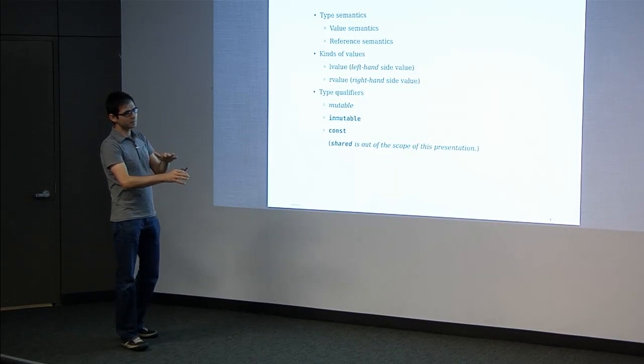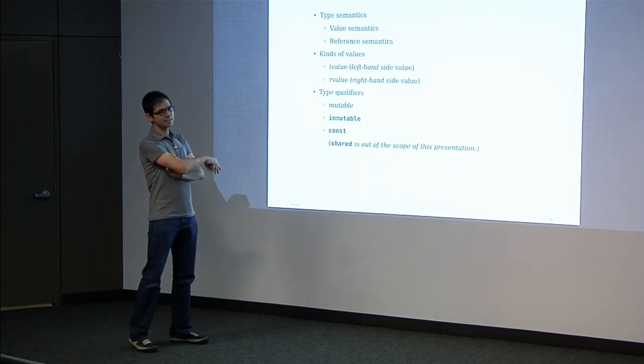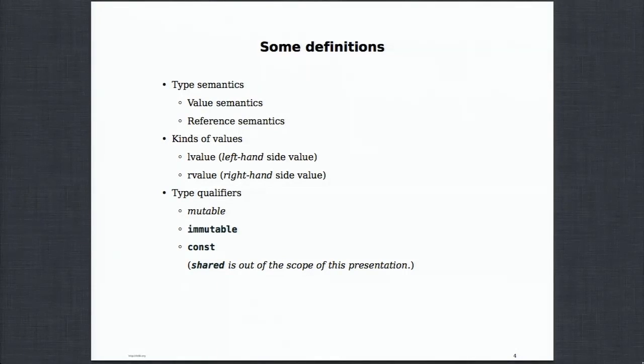Before going any further, allow me to go over these definitions. We have 2 different type semantics, value semantics and reference semantics. And of course, they translate to value type and reference type. We have kinds of values. A value may be an lvalue or an rvalue. And the definitions in parentheses are usually not entirely accurate. And we have type qualifiers. Mutable, which is not a keyword, actually. Everything is by default mutable. We have immutable, const. There's also shared, which I will leave out of this talk, mostly because I'm not confident with it anyway.